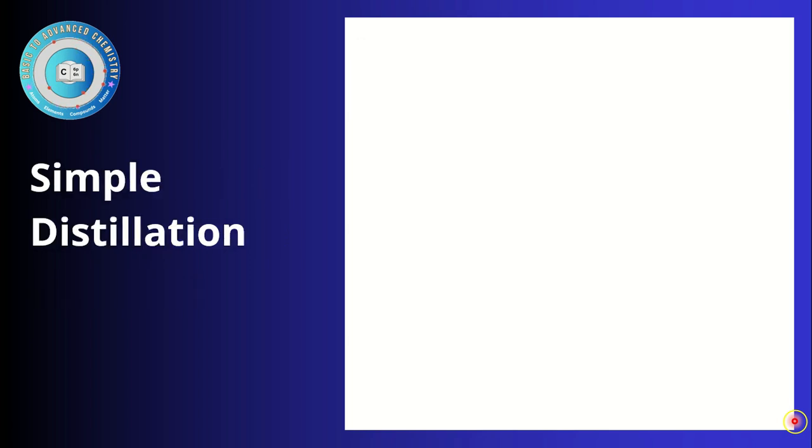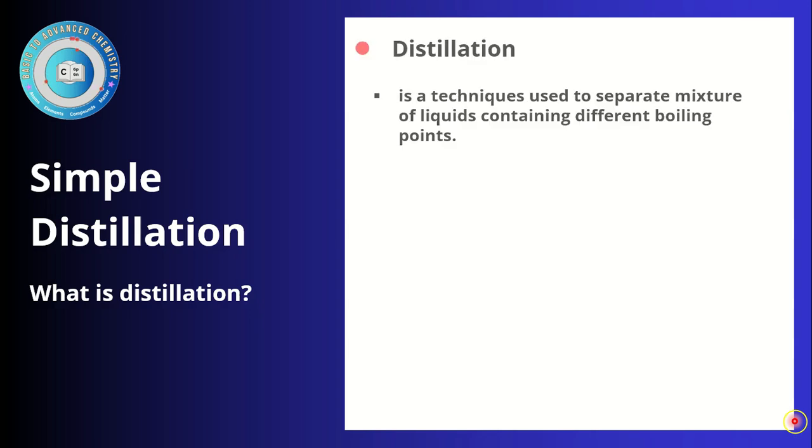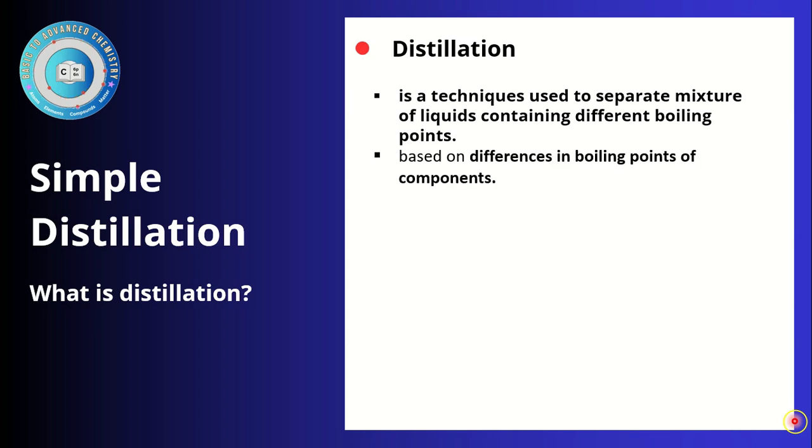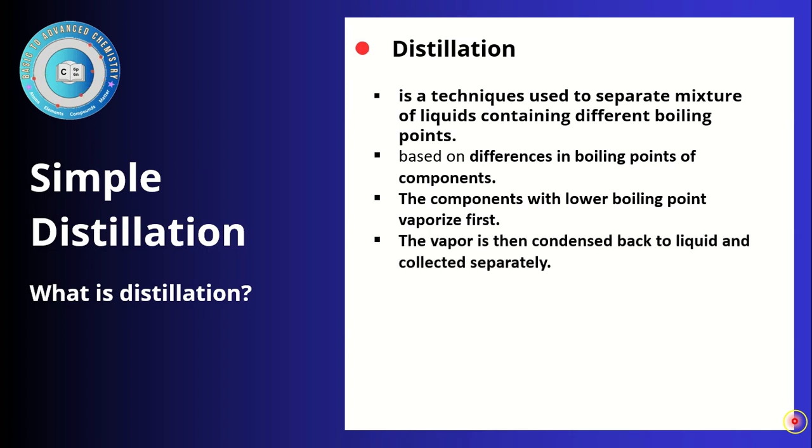The first one is simple distillation. What is distillation in general? Distillation is a technique used to separate a mixture of liquids containing different boiling points. The principle is based on differences in boiling points of components. The component with lower boiling point vaporizes first. The vapor is then condensed back to liquid and collected separately.